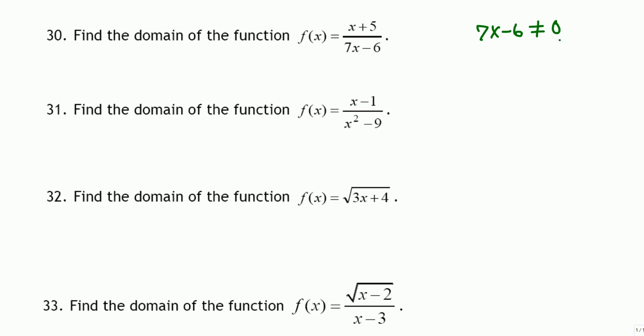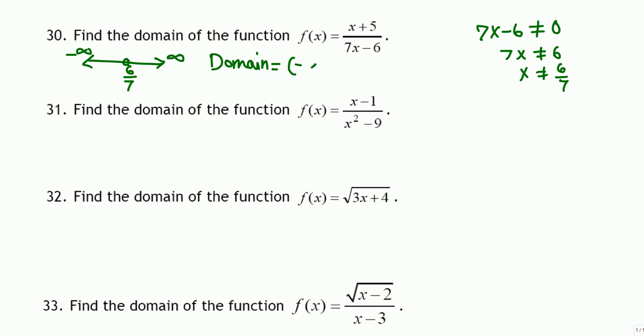Let's find the value of x that makes this 0. Add 6 to both sides, divide by 7, so 6/7. So x should not be equal to 6/7. So when we write down this domain, all real numbers, we should not have 6/7. That's somewhere here. 6/7 should be avoided. That means the domain in interval notation is negative infinity through 6/7 and 6/7 through positive infinity.